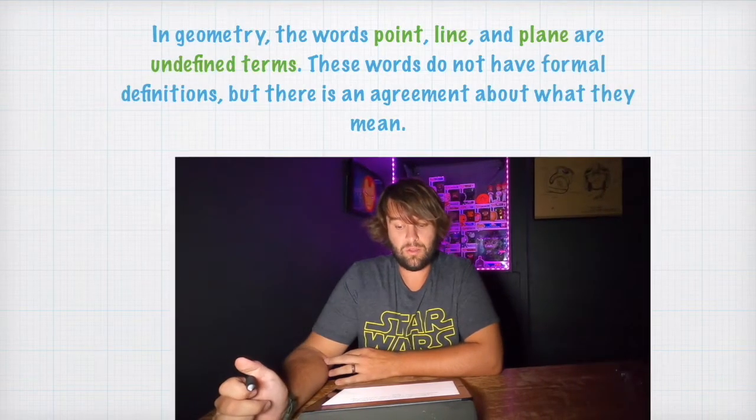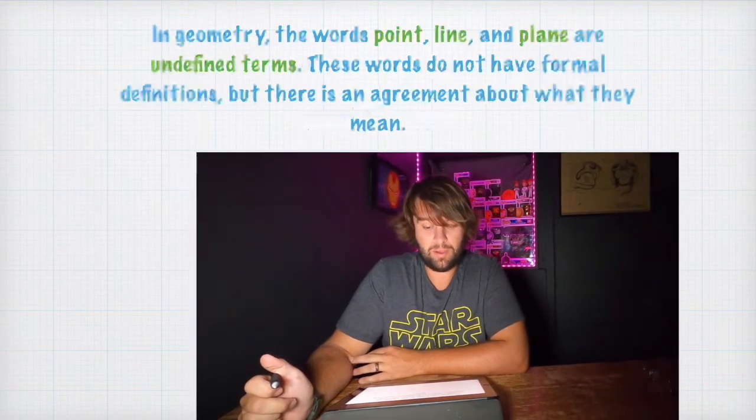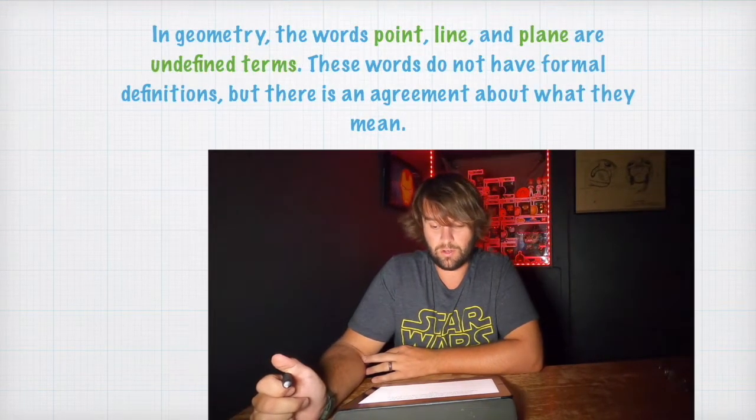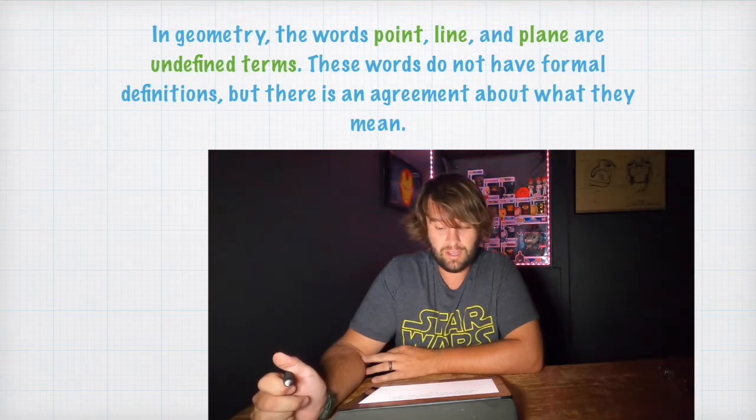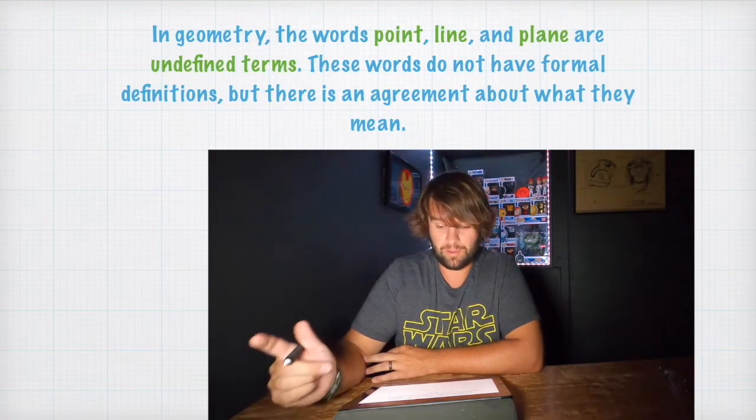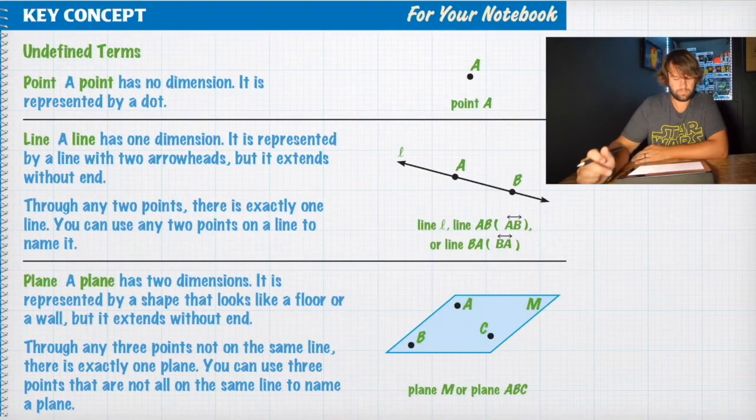In geometry, the words point, line, and plane are undefined terms. These words do not have formal definitions, but there is an agreement about what they mean. So here are the undefined terms. A point has no dimension. It is represented by a dot. That's pretty self-explanatory. Line. A line has one dimension.